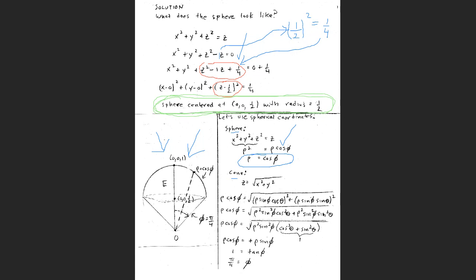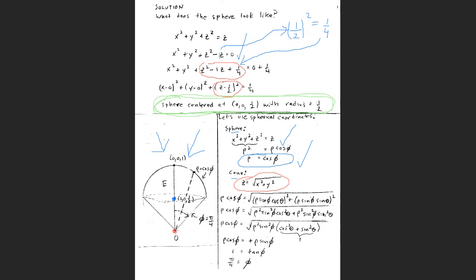Now, if the sphere were centered at the origin, you would have rho equals a constant, right? But the fact that the center of the sphere is at 0, 0, and 1/2, that's gonna make the equation of the sphere more complicated. All right. Now the cone, of course, it's a positive part of the cone because it comes up from the origin. The cone is z equals positive square root of x squared plus y squared.